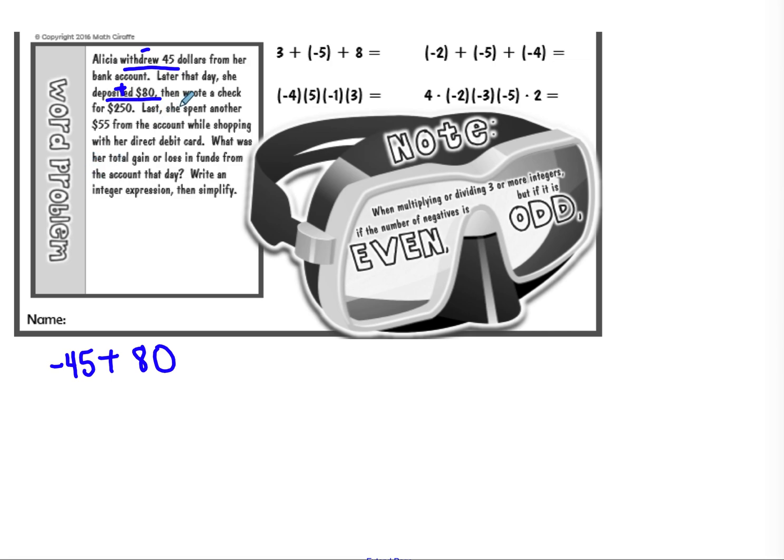Then she wrote a check for $250. That's spending money. Spending money is always going to be negative. So that one is a negative 250. So plus a negative 250. And then my last one is she spent. So again, spending money, that's going to be a negative there, negative 55.